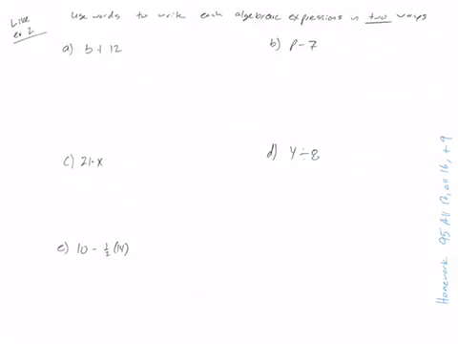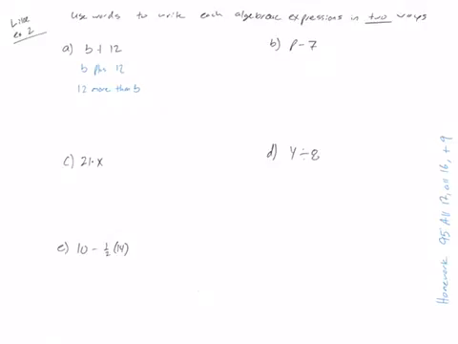Alright, this next one is example 2, which says use words to write each algebraic expression in 2 ways. So we have an algebraic expression, now we're going to use words to write this in 2 different ways. This first one says b plus 12. Another way to say that would be 12 more than b. I'm sure there's other ways you could write that. B increased by 12. But those are just a couple ways there.